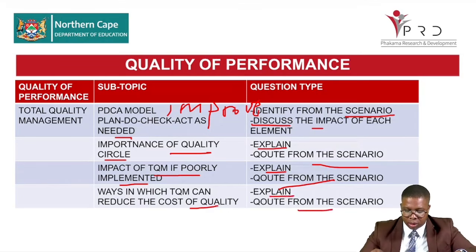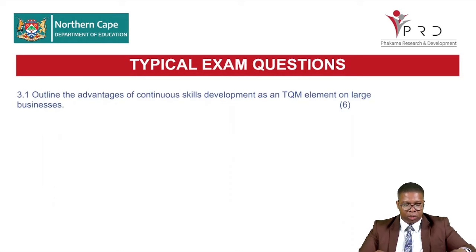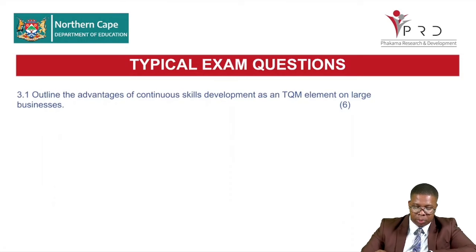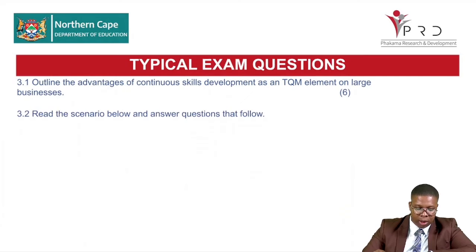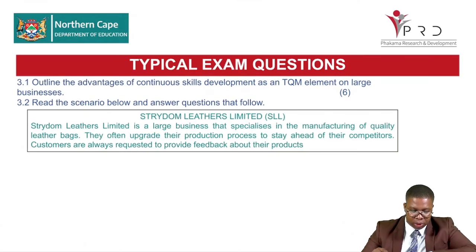Let's show it now in a typical exam question. Now the direct question 3.1 says to you, explain the advantages of continuous skills development as a TQM element for 6 marks. And then 3.2 says to you, read the scenario below and answer questions that follow.